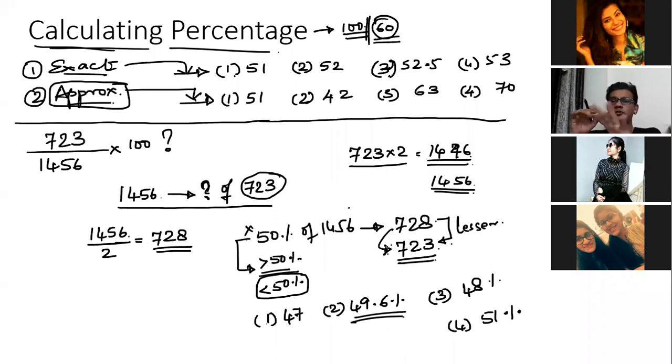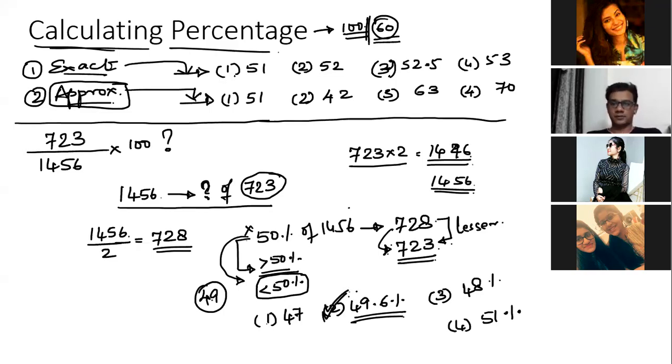You have to only reduce 5, correct? 5 out of 728 is what you have to reduce, which is very less. So your answer from 50 will not be 49, but something closer to 50. So 49.6. And that's how you choose the approximate value.